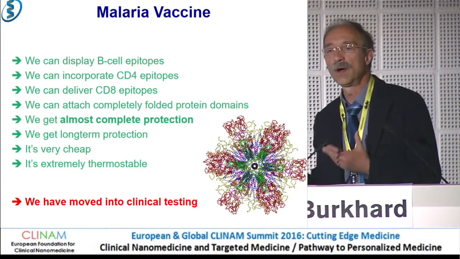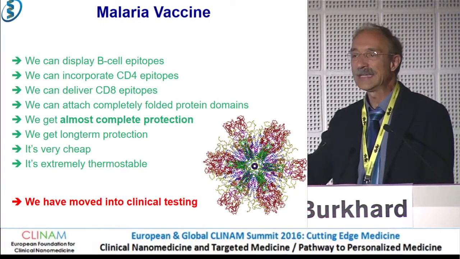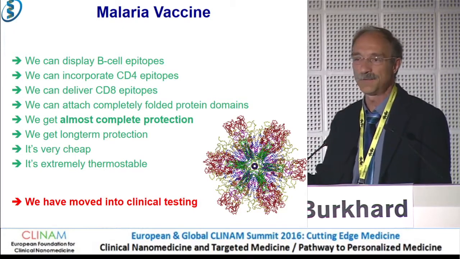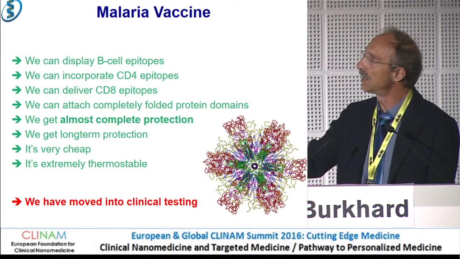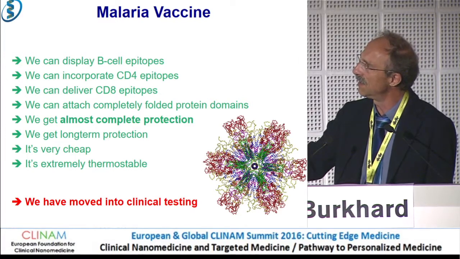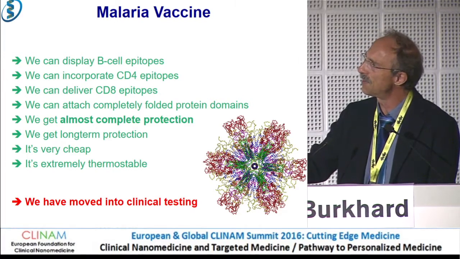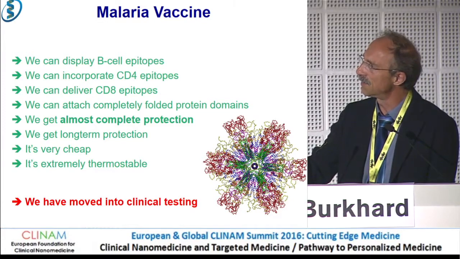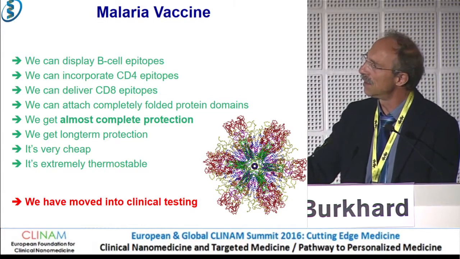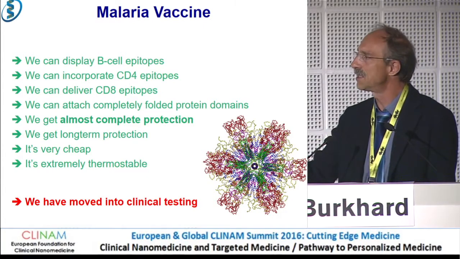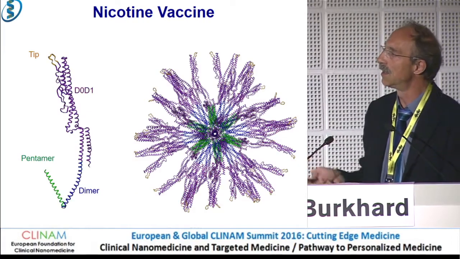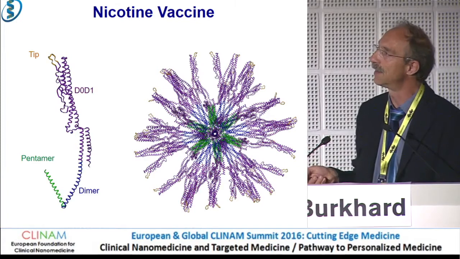And we are actually now testing this in a clinical trial. That's an ongoing effort. It should be finished in about 1 year. So we can display B-cell epitopes, we can incorporate T-cell epitopes, CD4 and CD8 epitopes. We can attach completely folded protein domains. We get almost complete protection. We have long-term protection. It's very cheap and it's extremely thermostable. So that's exactly what you would look for in a malaria vaccine.